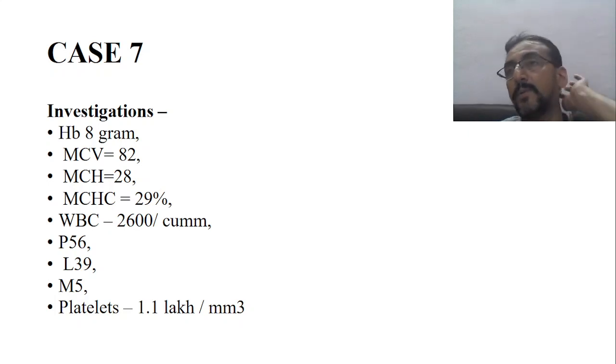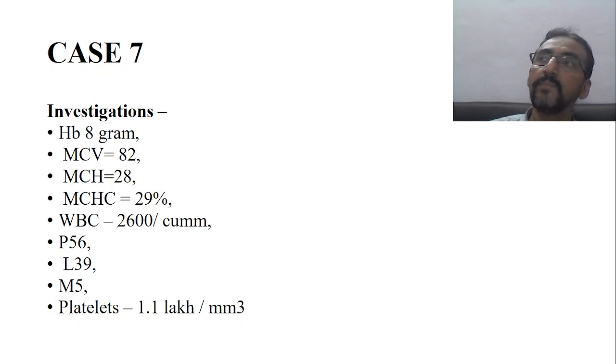If you look into WBC, 2600. WBC is very, very low, 2600. Polymorphs 56, lymphocytes 39, monocytes 5. Platelets are 1.1. Platelets are very much decreased. Now, any idea?